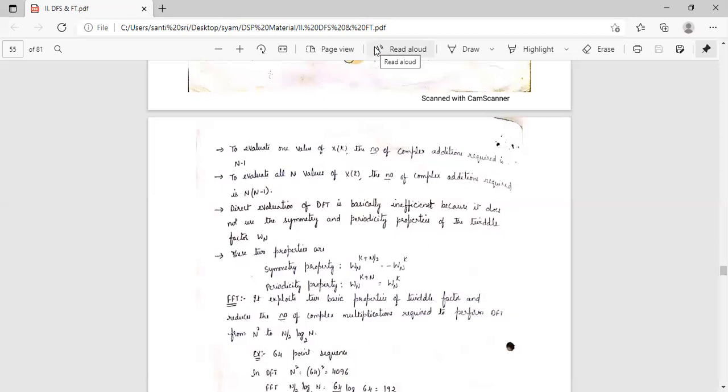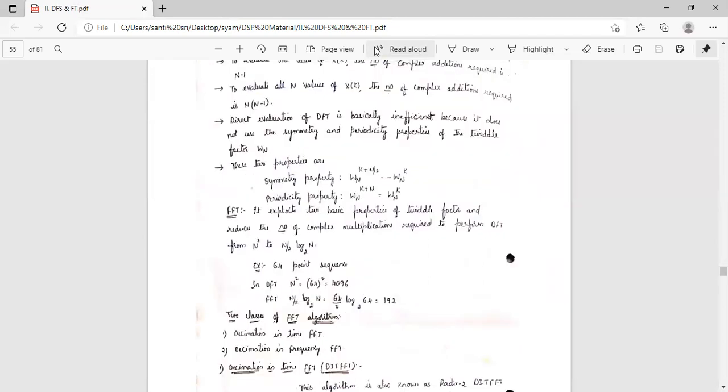For example, if we take a 64 point sequence, in DFT N square is 64 square, that is 4096. In FFT, that is N by 2 log N to the base 2, that is 64 by 2 log 64 to the base 2, which is 192. So here the number of computations is reduced.